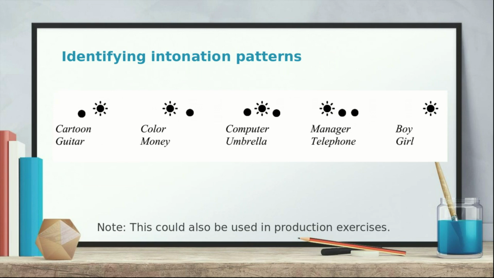You could allow your students to identify intonation patterns. For example, each dot represents a syllable, and I'm using this symbol that looks like a sun to indicate the stressed syllable. I'm also placing that in a higher position. Then you can have students classify words according to their pronunciation or intonation pattern. And of course, this can also be used in a production exercise. If students need a visual reminder of how a certain word or certain words should be stressed, this could be a way to do it.